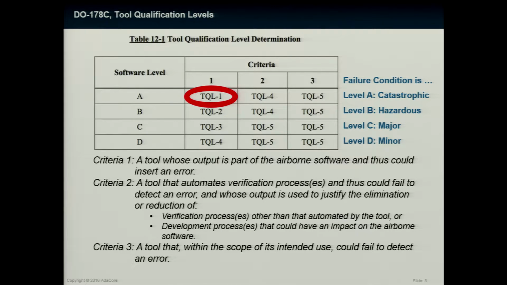DO-178C defines several qualification levels for various tools, and we're talking about tool qualification level 1, which is the most stringent, and that's used in the case where the output is part of the actual airborne software that generates code, and that the potential consequences of a defect are potentially catastrophic. And so this is just the definition of the various qualification levels.